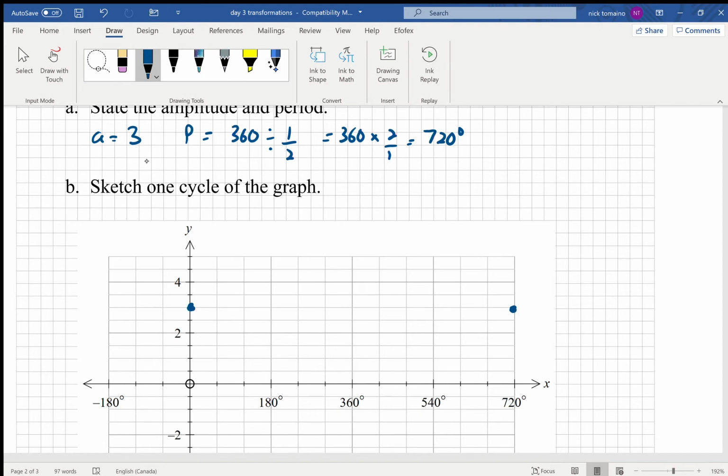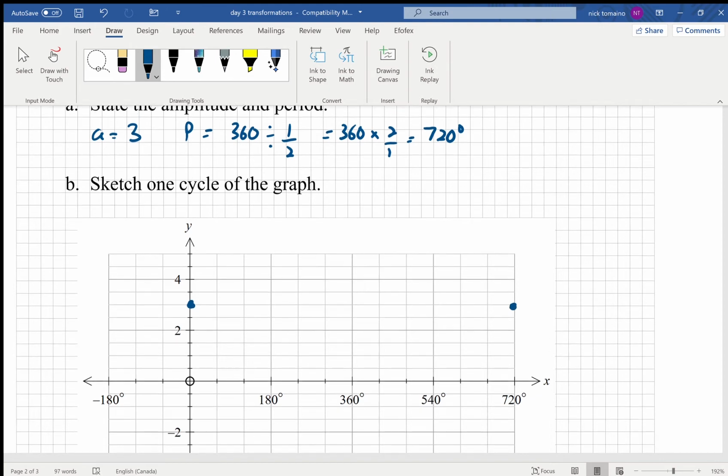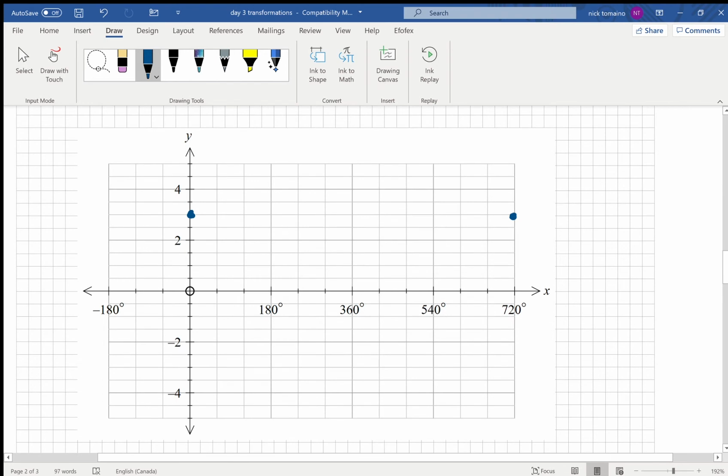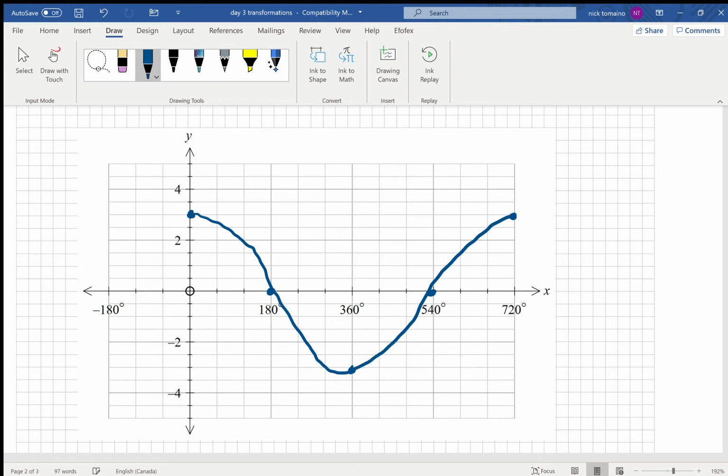And then the halfway point, which is at 360, it's going to get down to its minimum, which is at -3. And then halfway between the 360 and the origin is 180, and that goes your intercept, and then it goes your other intercept. And there is one cycle of the cosine curve.